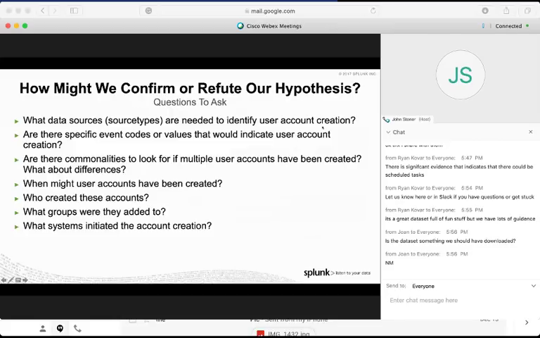When might those user accounts have been created? Obviously, who created those? Who initiated the creation of those? What groups were they added to, right? And what systems initiated account creation?